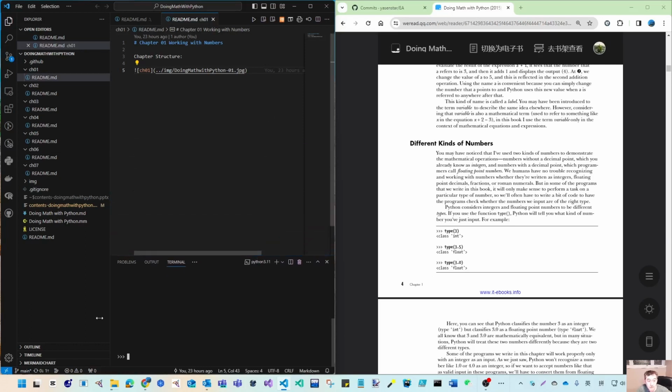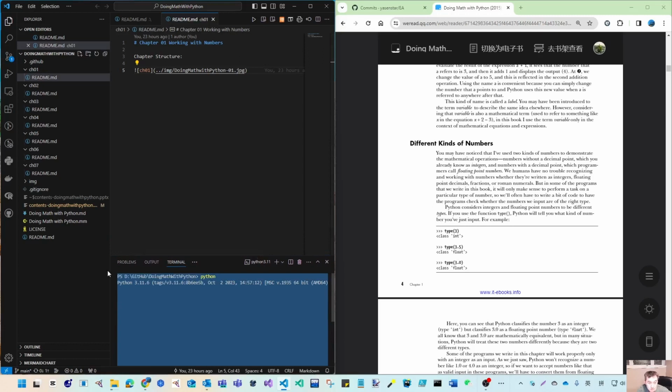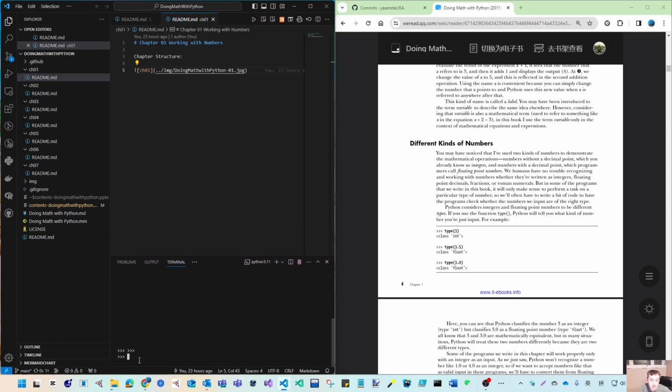Actually, something strange is that I cannot clear this part. Even if I clear the screen, it's still at the bottom. But let's leave that.